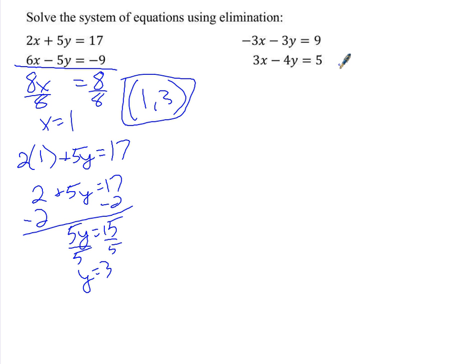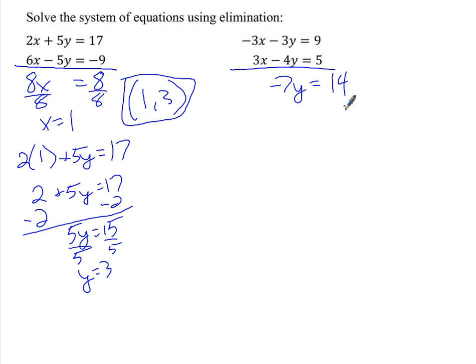How about this second problem? Let's go ahead and do that one. Try it out on your own, and we'll come back and talk about it. If I add these two equations together right now, what happens? X disappears. So that means I can add them together. Negative 3x plus 3x is gone. 0. Negative 3y plus negative 4y is negative 7y equals 14.